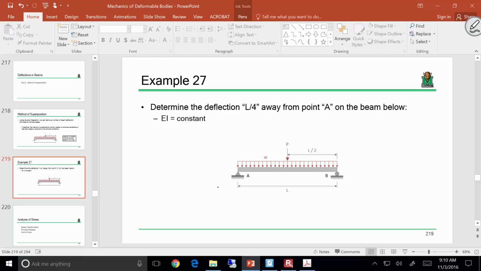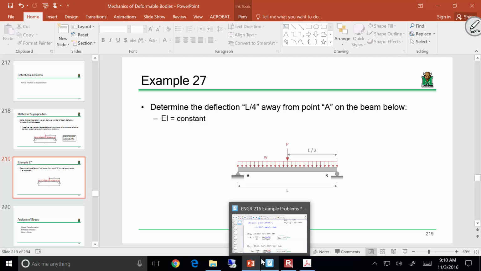We'll knock this problem out really quickly next time. Well, actually, you know what? We might be able to do it right now. Let's go ahead and do this right now because this is a really quick problem.